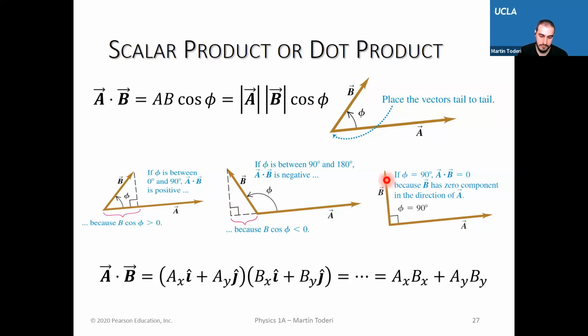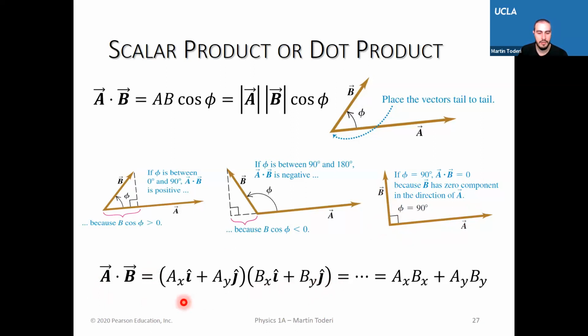And if both vectors are perpendicular to each other, we have the angle at 90 degrees, and we know that the cosine of 90 is 0. So we have 0 component of B projected onto A. Remember, if both things are perpendicular, the projection of each onto the direction of the other will be 0, right? So the scalar product of two perpendicular vectors is 0.